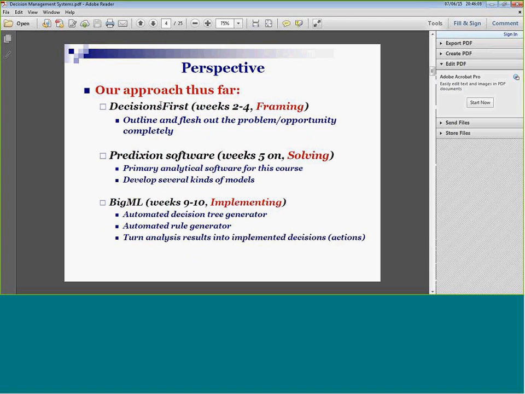So we've done that. We've spent weeks 2 through 4, after getting through that first week on decision making and decision biases, on framing. We're spending weeks 5 and actually on, because you may want to do more with it, on prediction. And weeks 9 and 10, we'll be talking about a software package that is designed to sort of make the implementation easier because it automatically generates rules in, like I say, 15 different kinds of code. So whatever you're using in your organization, you could inject that code directly, as you'll see when we get there.